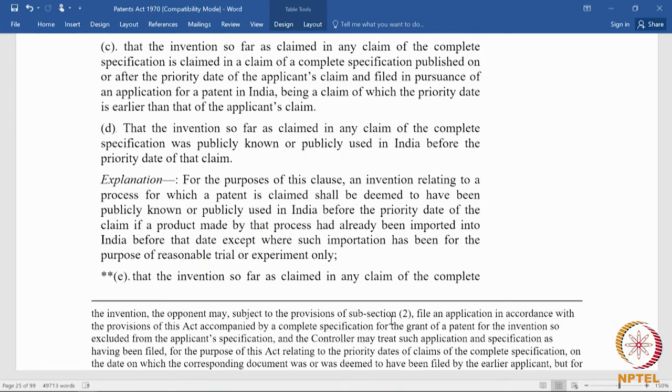Just to bring an analogy from section 49. Similarly, something which came into India by importation, but for reasonable trial or experimentation, and which eventually left India, cannot be the ground for an anticipation challenge.